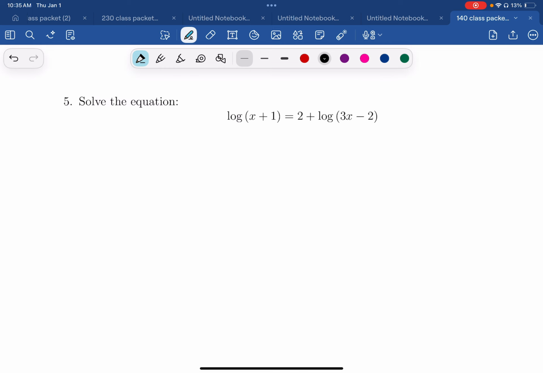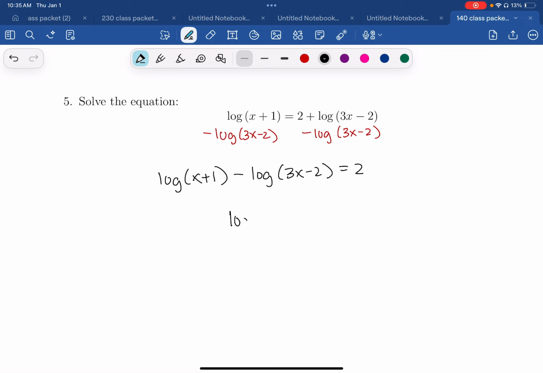Now for number 5, I have two logs here, and in order for this to work, I need to put my logs together. So I'm going to go ahead and subtract the log of 3x minus 2. When I do that, I get the log of x plus 1 minus the log of 3x minus 2 equals 2. Now I want to put those logs back together so that I have one log. At most, you can have one log on each side.